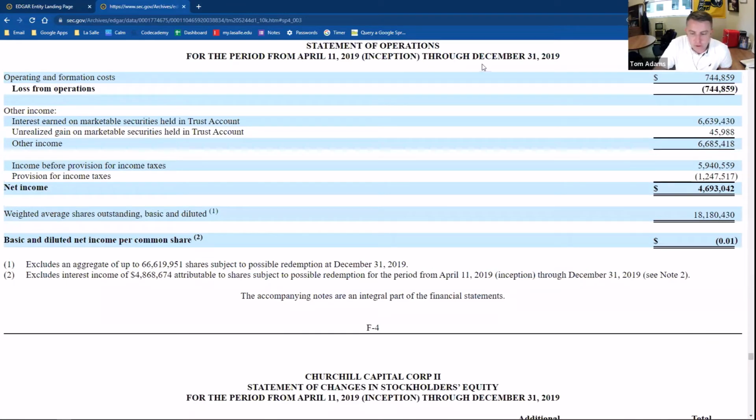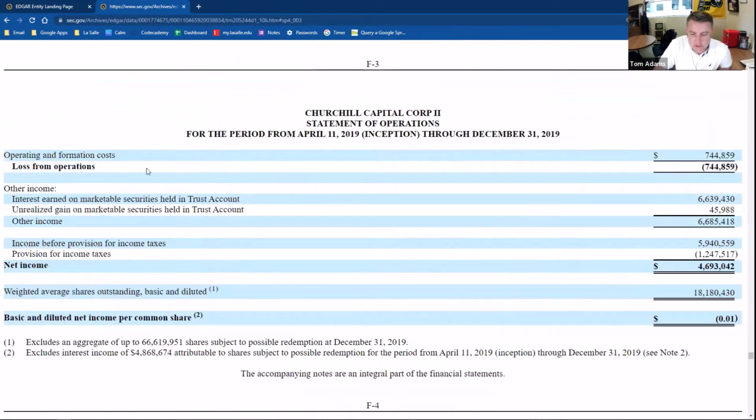If we look at the statement of operations for 2019, there is no revenue listed. It looks like they had some operating and formation costs. They had some other income. The numbers look like they're mostly correct. I'm not sure why net income was not pulled in, but revenue was missing because there is no revenue for this company. And we have the right number for total assets.